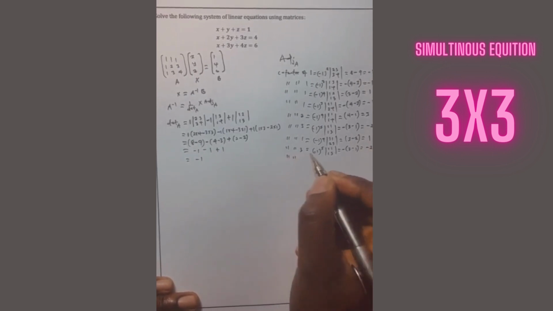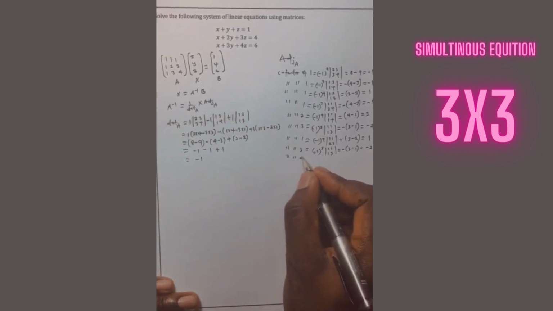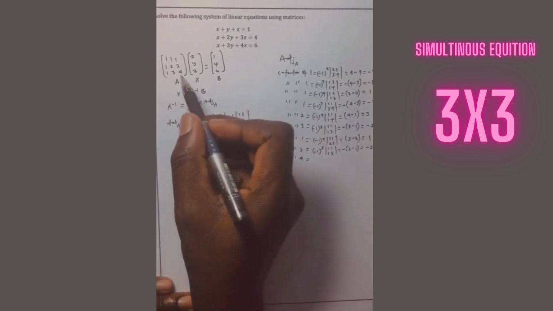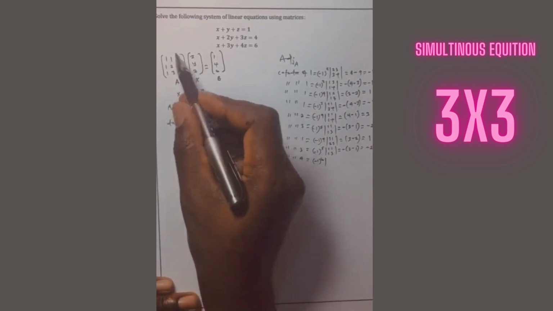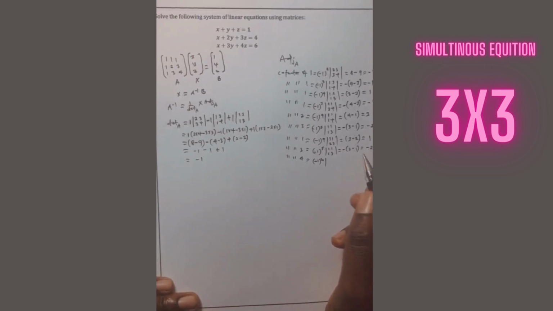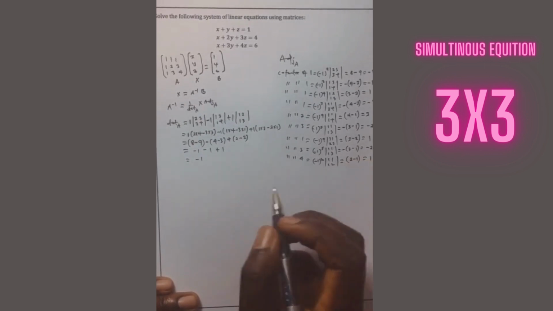Then finally we are at 4 there. So 4 is in row 3, column 3. So that is a power of 6. When you cover its row and its column, you're left with 1, 1, 1, 2. So you're going to have 1 times 2, which is 2, minus 1 times 1, which is 1. So you have 1.